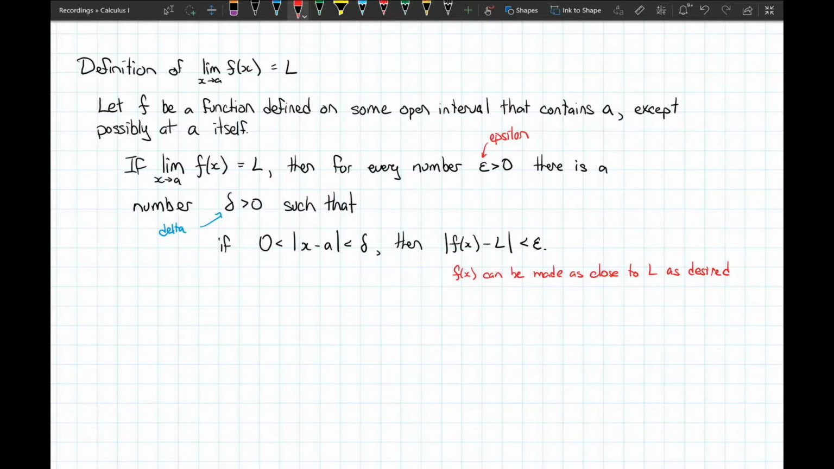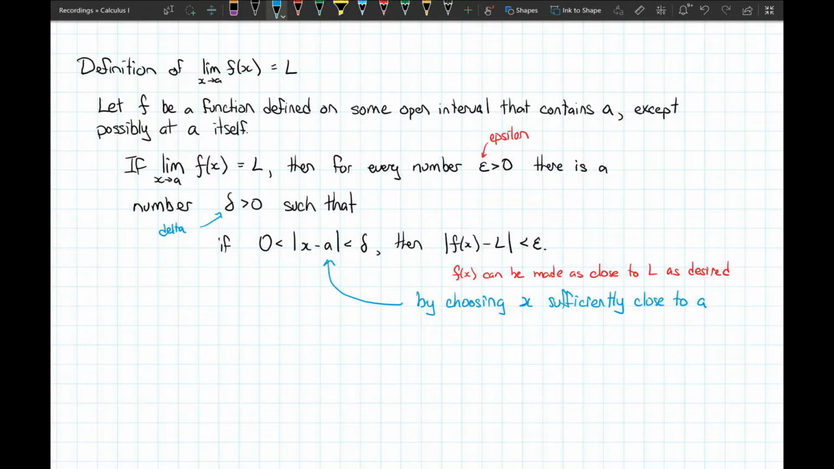Epsilon is now going to be that as close as we want distance. And the other part of our verbal definition, we can make it as close to L as desired by choosing x values sufficiently close to a. And that's this other part here, that the distance between x and a is any value between 0 and delta. And then to be a little more precise, instead of saying sufficiently close to a, that just means that the distance between x and a is less than delta. And of course, that distance is always going to be positive.